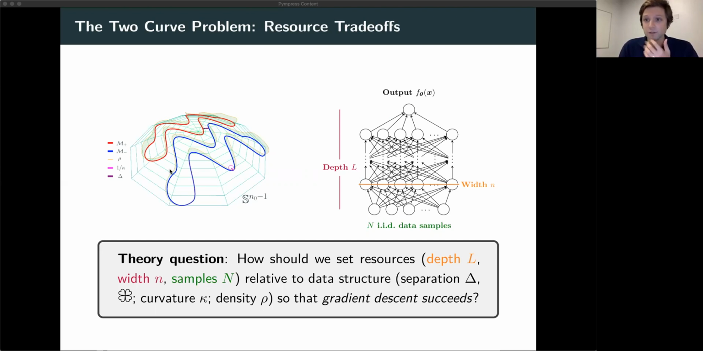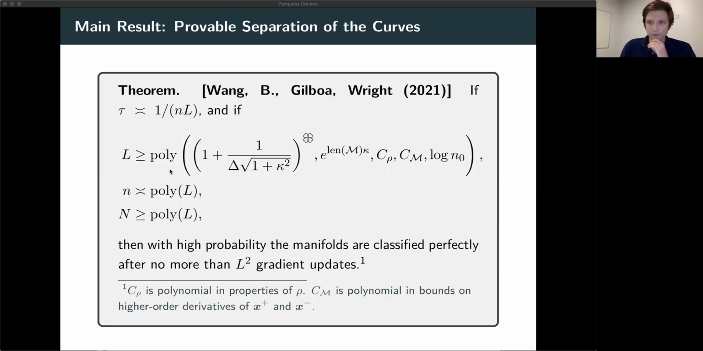So to get into it, I'll just show our main result quickly, as John presented earlier. The result is pretty simple to state. If the step size is sufficiently small, and if you set the network depth to be a sufficiently large polynomial in geometric and statistical properties of the data, as well as a mild logarithmic dependence on the ambient dimension, and if you set the width and the number of samples to grow like sufficiently large polynomials in the depth, then very rapidly gradient descent will give you a neural network classifier that perfectly separates the two manifolds.